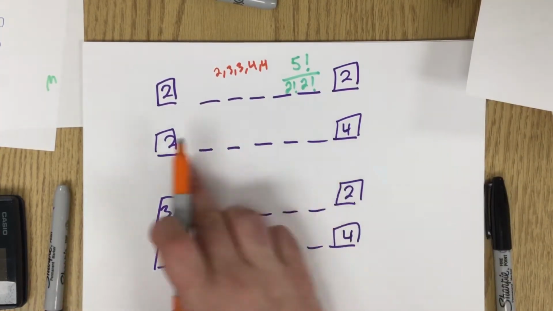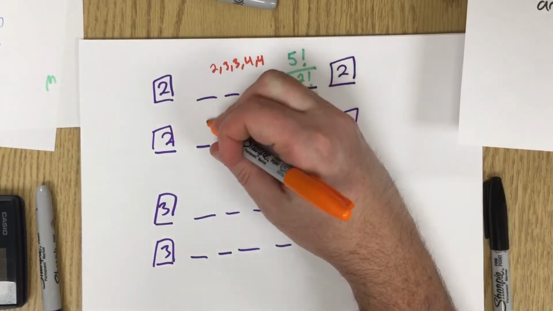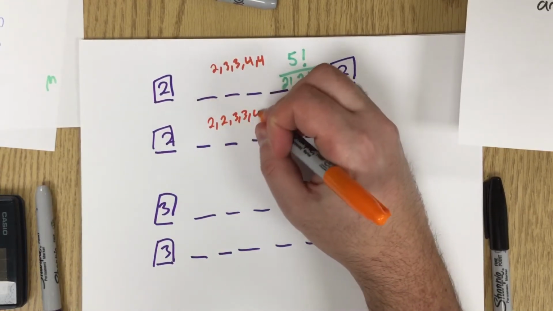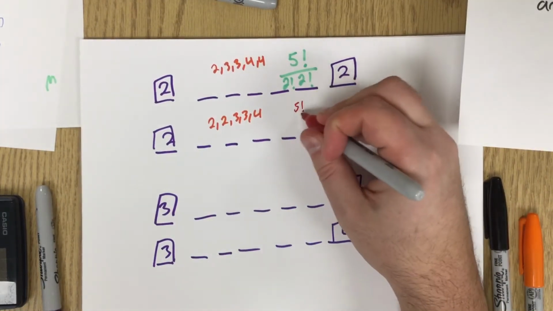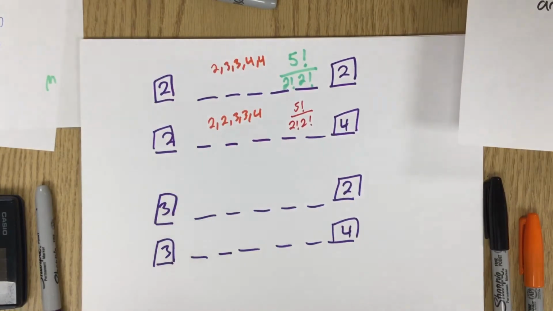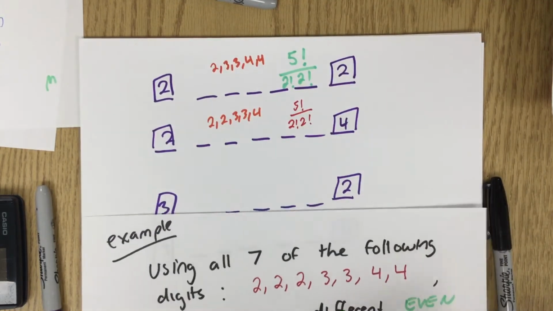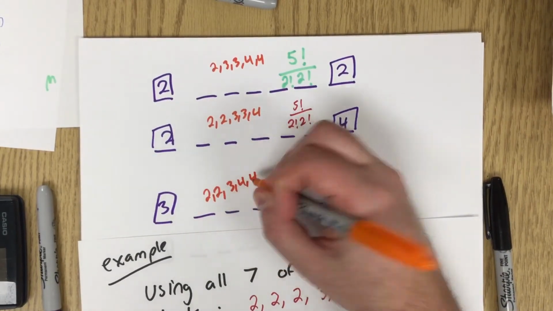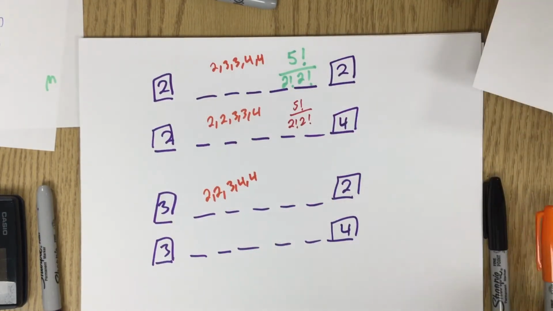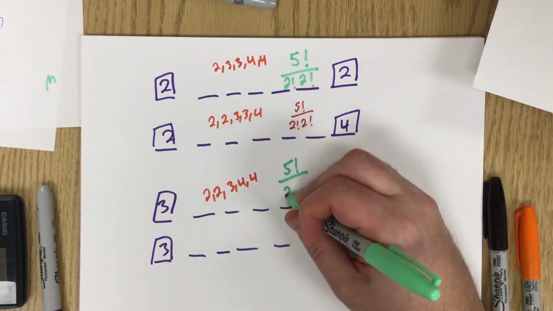Possibly dull. But if we start with a 2 and end it with a 4, then we have 2 2s left, 2 3s left, and a 4. That's also going to be 5 factorial over 2 factorial, 2 factorial. I'll use a different color on the next line. Start with 3, end with a 2. So it's going to be 2, 2, 3, 4, 4. Yet again, 5 factorial over 2 factorial, 2 factorial.